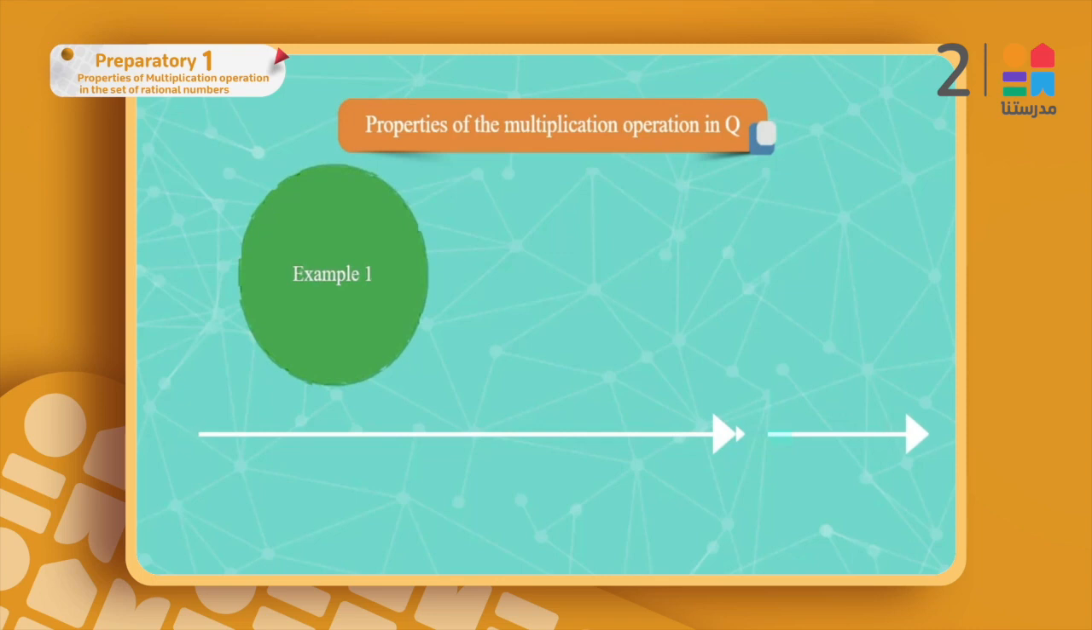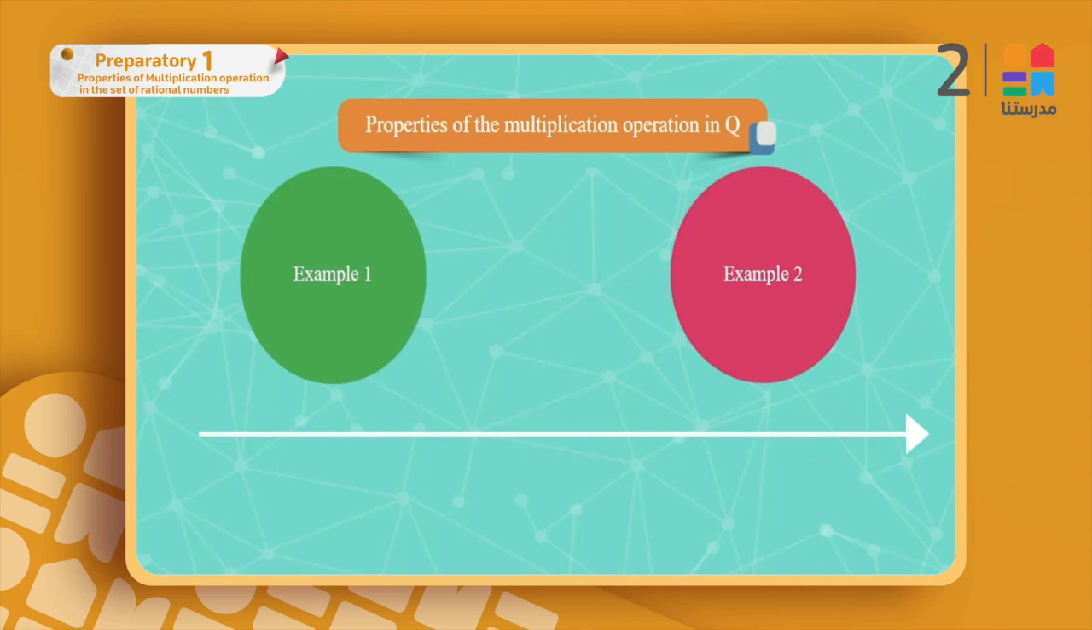Now, let's watch this video from the EKB. You can solve any problem on multiplying rational numbers by using the properties of the multiplication operation in Q. Let's take a tour around some examples to discover how.